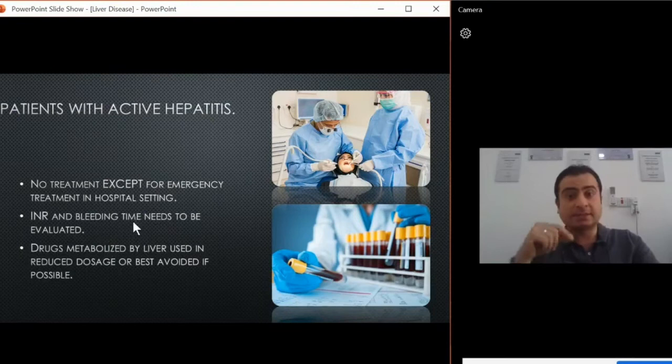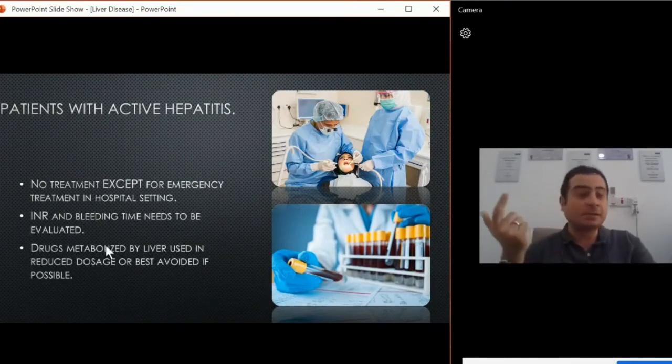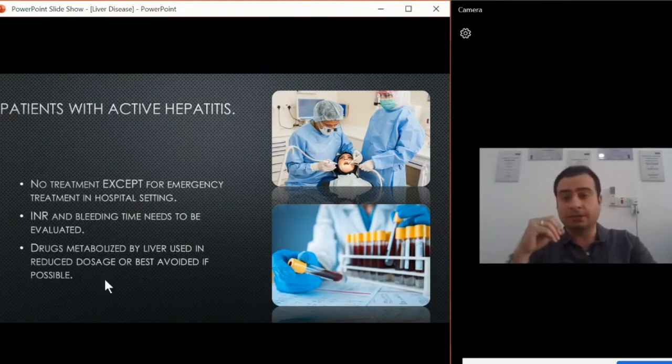In addition, since the liver is not functioning normally, drugs can't be metabolized as they should in the normal condition. So drugs metabolized by the liver should be used in reduced dosage or best avoided if possible. Drugs that are metabolized by the liver include local anesthesia, for example, and paracetamol, also metabolized by the liver. These are common medications that we usually use in dentistry and need to be used in low doses to avoid any complication.